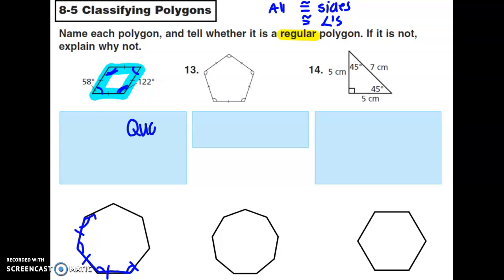So I could put down it is a quadrilateral. I forgot an A in there. Quadrilateral. Because all 4 sides are the same length, it would be considered actually a rhombus. It is not a square because it does not have 4 right angles.